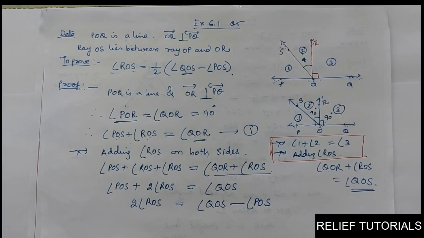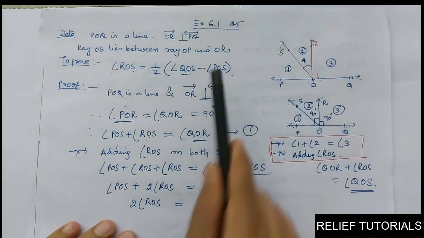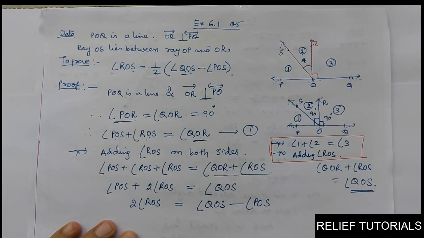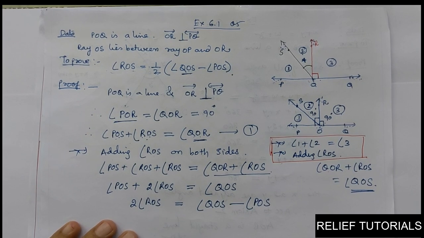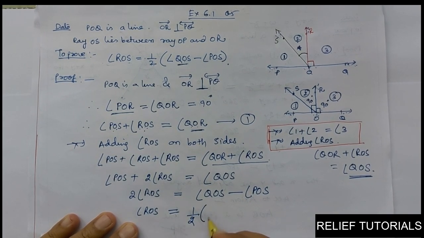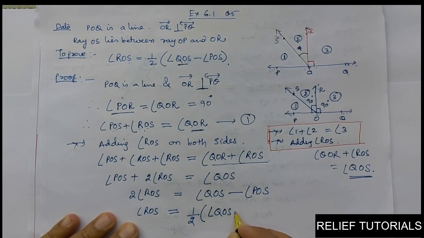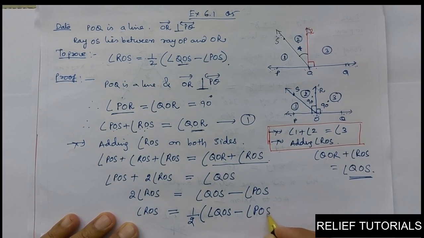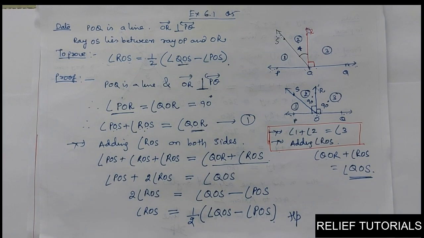See, slowly the structure is going to form. See here, QOS minus POS. So we got QOS minus POS. We want ROS, here we have 2. So when it goes to the other side, it will be in division. So I can write now angle ROS is equal to 1 by 2 multiplied by angle QOS minus angle POS. Hence, it is a very important rider.